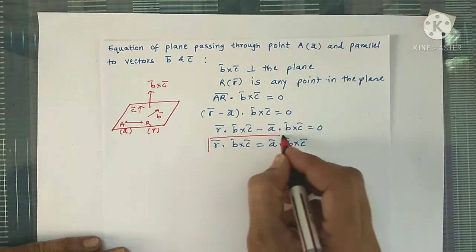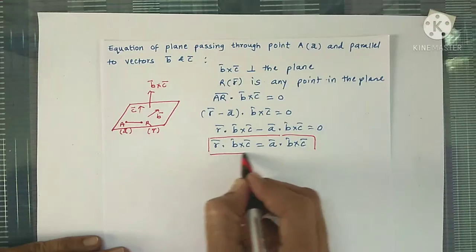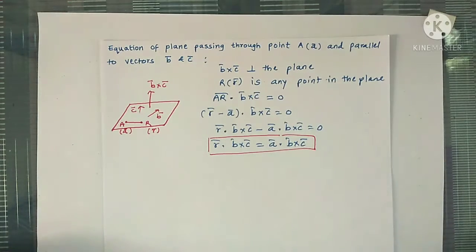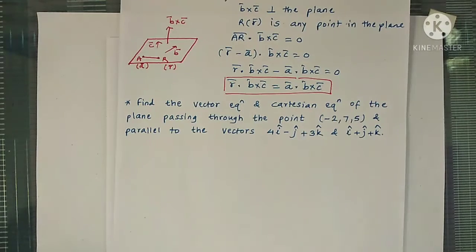To find the Cartesian equation, write r bar as xi plus yj plus zk and you will get the Cartesian form of the equation. So let's solve some questions based on this equation. The question given is: find the vector equation and Cartesian equation of the plane passing through the point (-2, 7, 5) and parallel to the vectors 4i cap minus j cap plus 3k cap and i cap plus j cap plus k cap.